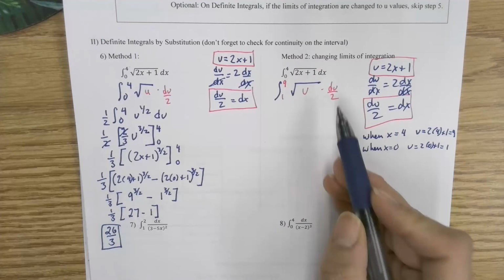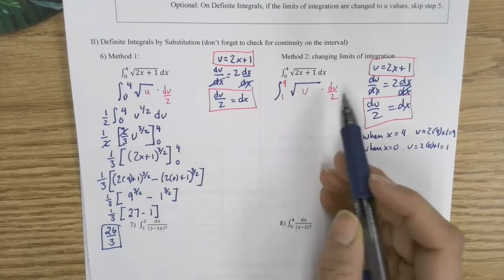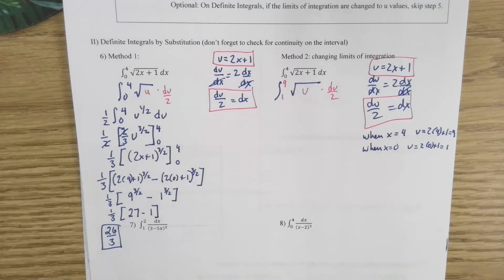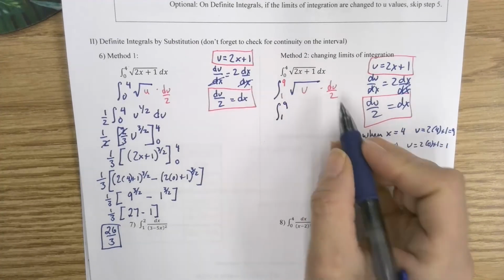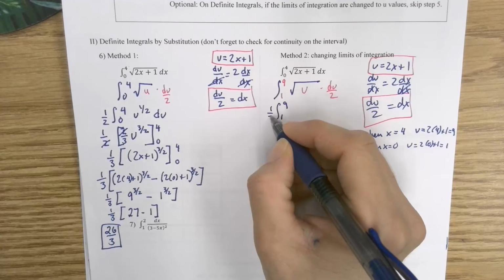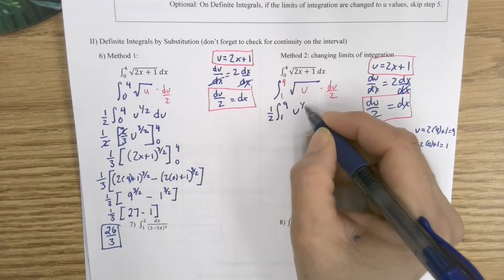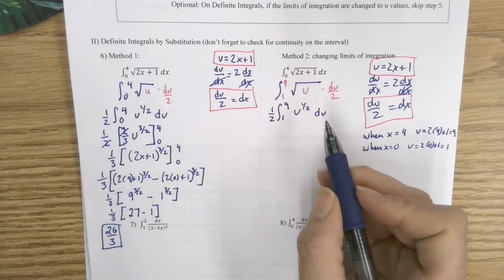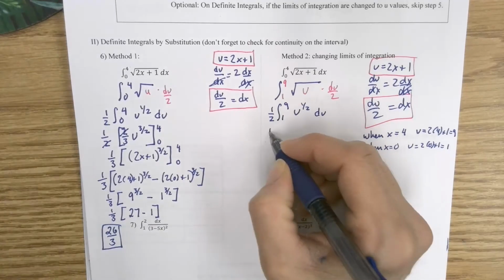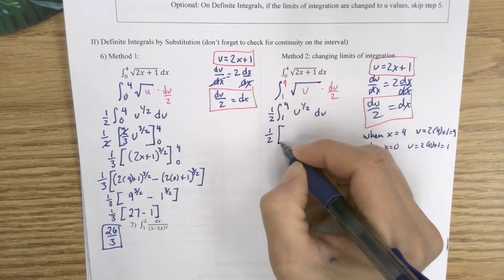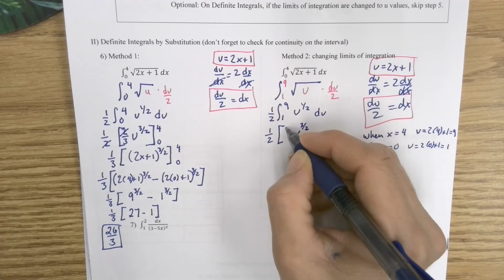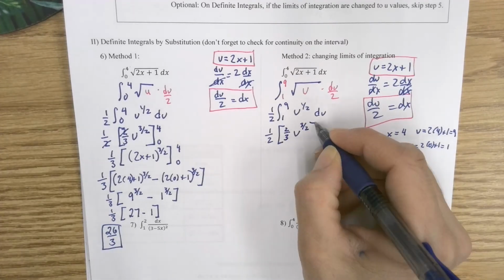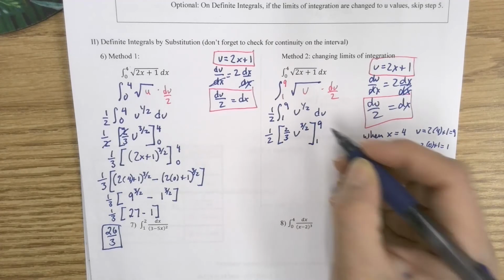And now that everything is in terms of u, I never have to go back to x. So I'm going to carry down this integral from 1 to 9. I'm going to pull this 2 out as a 1/2. I'm going to rewrite this as u to the 1/2. And I am ready to apply my fundamental theorem of calculus. So my 1/2 carries down. I'm going to reverse my power rule. So that's u to the 3/2 divided by 3/2, which is the same as multiplying by 2/3. And I'm going to integrate from 1 to 9.